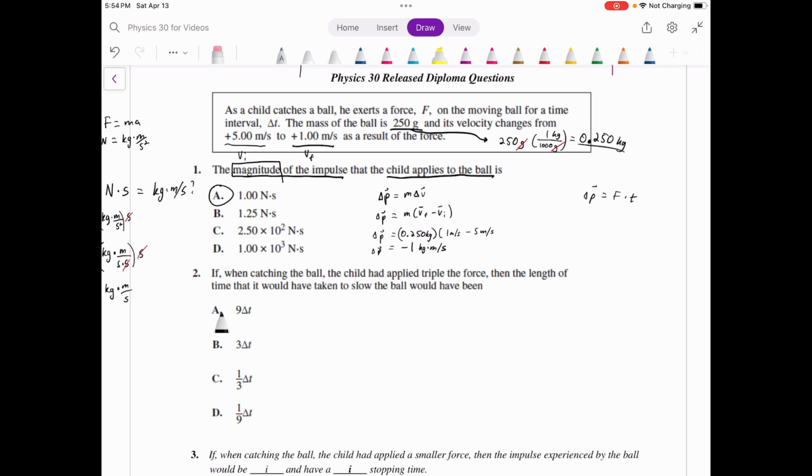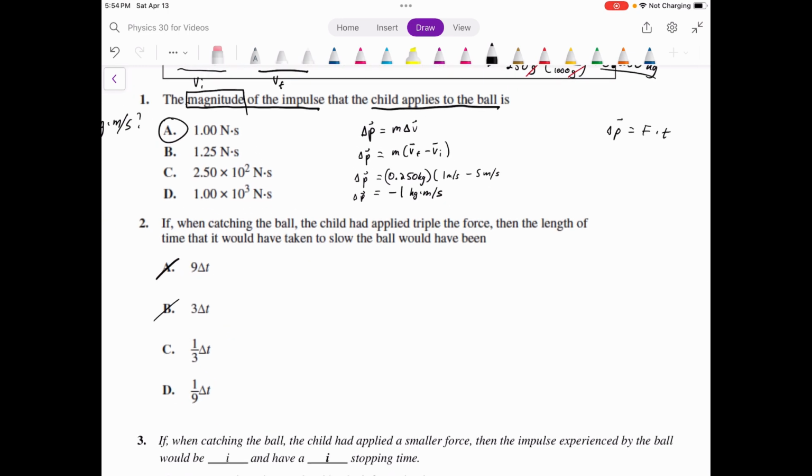Right off the bat, do A and B make much sense? If we apply a bigger force, should it take longer to slow the object down? Not really, right? So we're not expecting those to be the answer. If you push something harder, you change its velocity more quickly, not less quickly. But let's try this out.